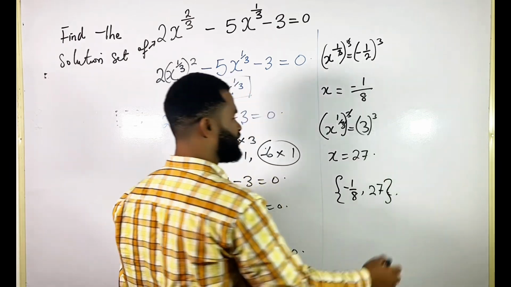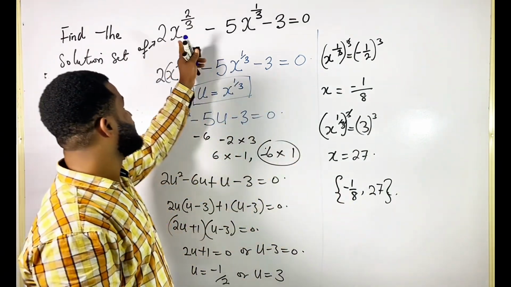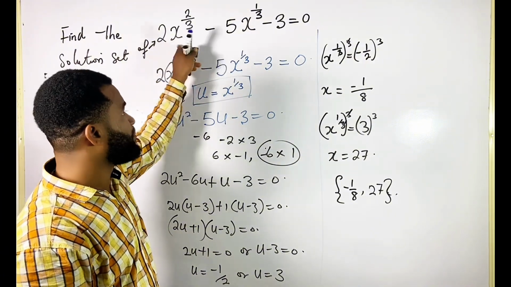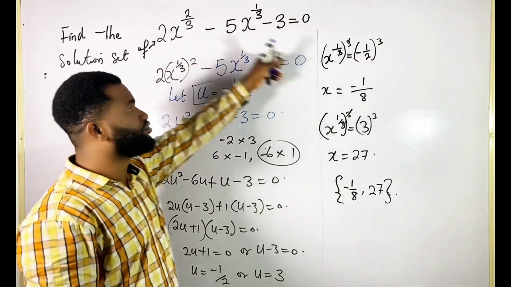These are the solution sets for this expression, such that if I substitute this value of x in this and solve them, I'm supposed to have 0. Or 27 substituted in here should give me 0.